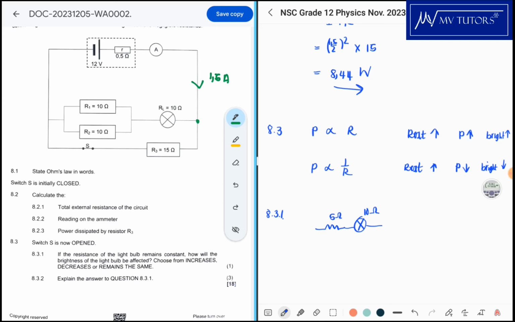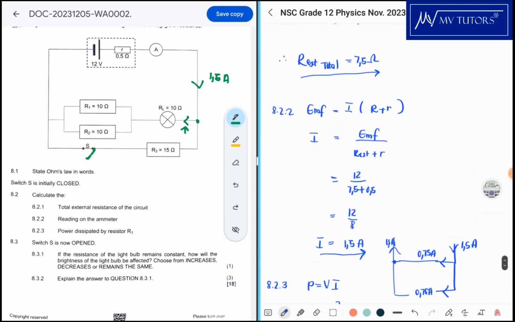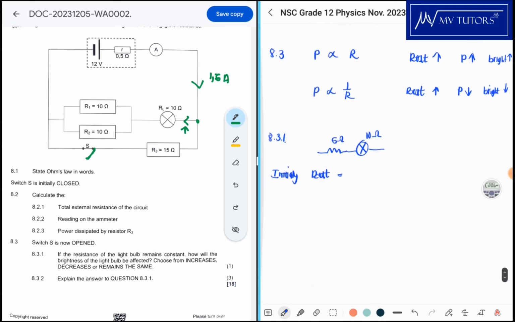And then when it gets here, it wants to divide, right? But now switch S is open, meaning there won't be any current going through here. So somewhat we're expecting the current here to increase. That's going through the 10 ohm as well as the 5 ohm resistance. So here, remember initially, our external resistance, we calculated it to be 7.5. Okay, total external resistance was 7.5 ohm.